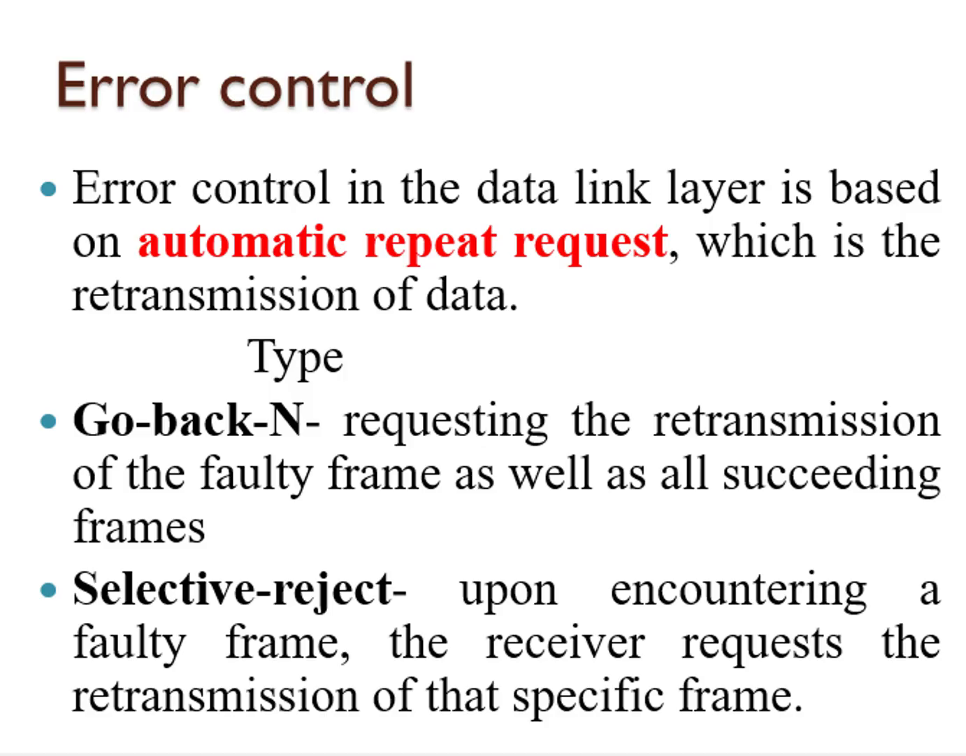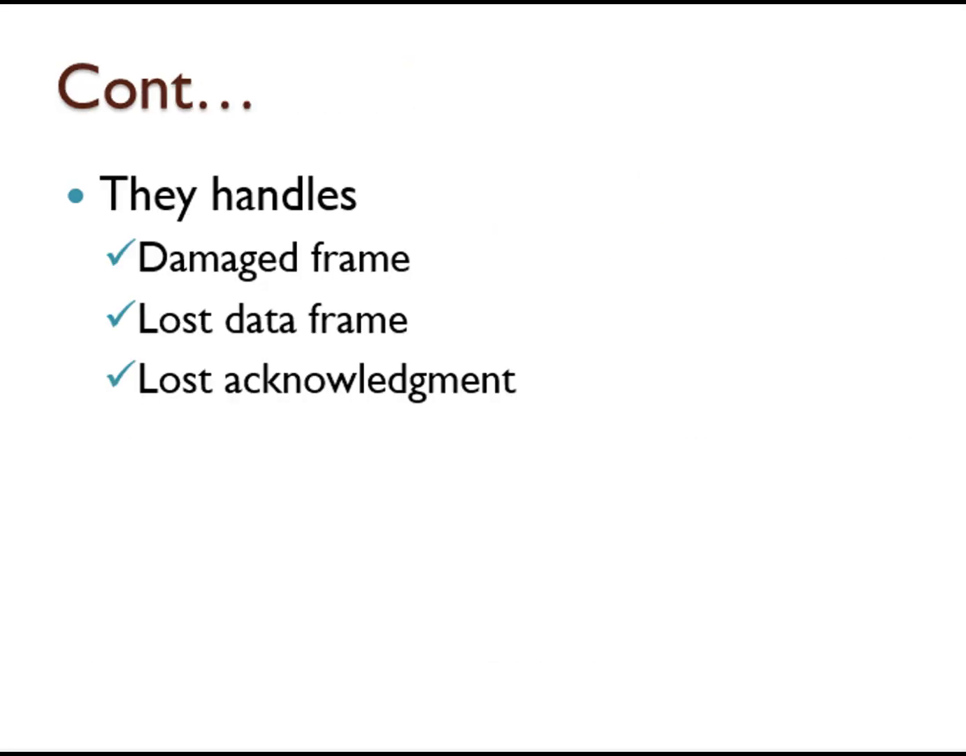Error control in the data link layer is based on automatic repeat request, which is the retransmission of data. Go-back-N: requesting the retransmission of the faulty frame as well as all succeeding frames. Selective reject: upon encountering a faulty frame, the receiver requests the retransmission of that specific frame. They handle damaged frames, lost data frames, and lost acknowledgements.